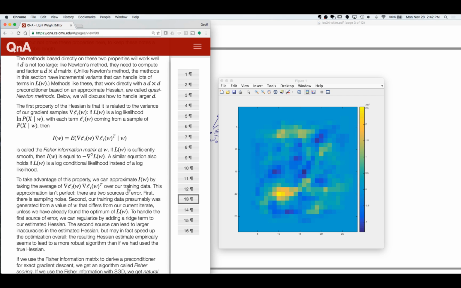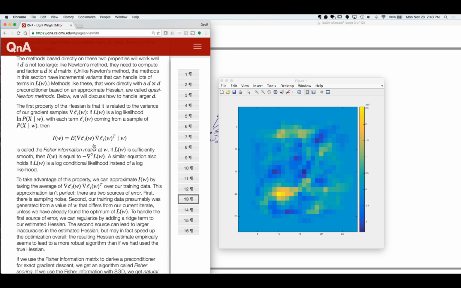So the training data is presumably sampled from a distribution parameterized by a different value of W. But it turns out that that's okay, that we can still use the Fisher information matrix to approximate the Hessian. It actually makes the optimization more robust, because we're using the Fisher information matrix based on the true samples from the true distribution instead of the distribution as parameterized by our current W.